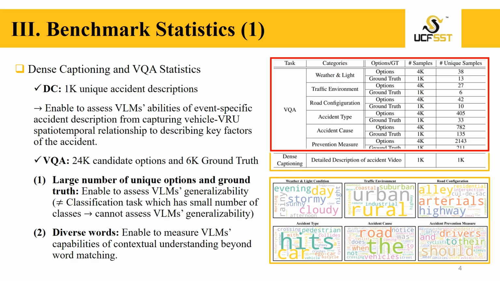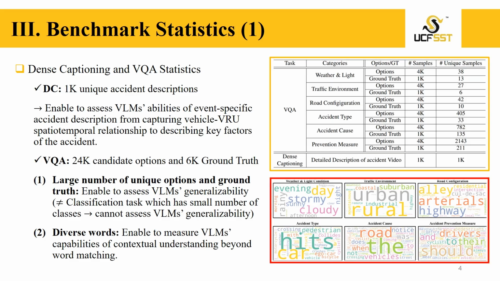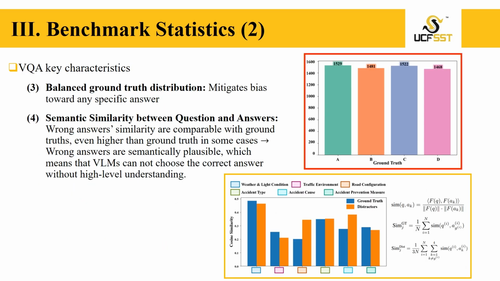Second, the dataset covers a diverse vocabulary across all categories. This diversity allows us to measure a model's capability of contextual understanding beyond simple word matching. Third, the dataset maintains a balanced ground truth distribution. As shown in the figure, each answer option, A, B, C, and D, appears with nearly equal frequency. This mitigates potential bias toward any specific answer, ensuring that models cannot exploit imbalanced label distributions to gain artificial performance.